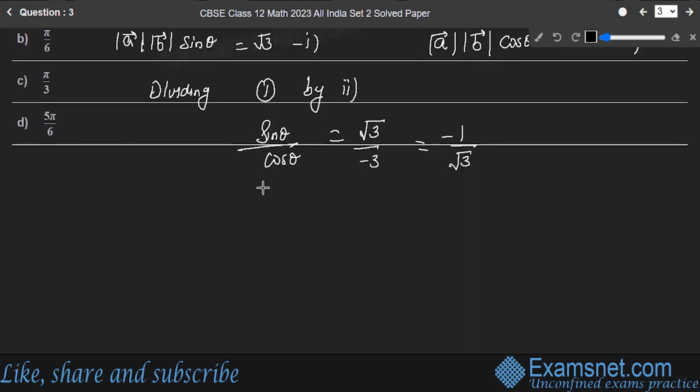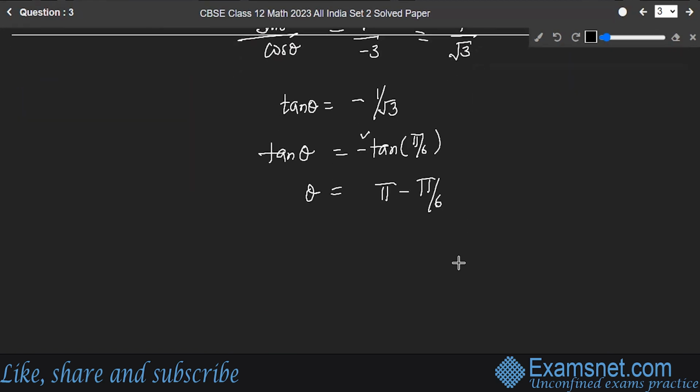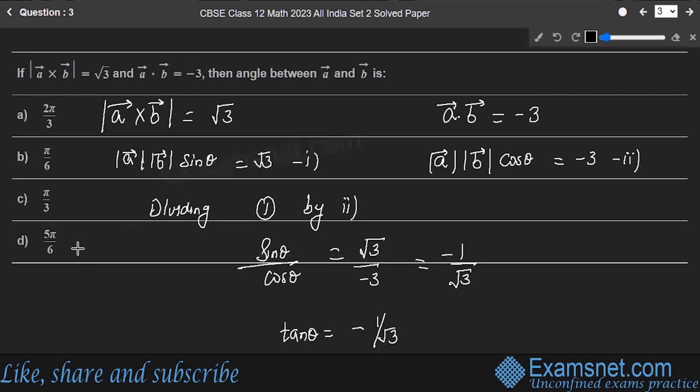That gives you tangent of theta is equal to minus 1 upon root 3, or this can be written as minus tan of pi by 6. Now here you can write theta as pi minus pi by 6, because you have a minus sign over here, right? Tangent is negative, and this can happen in the second quadrant. Fine. So here theta comes to 5 pi by 6. That's it. You have option D as the answer.